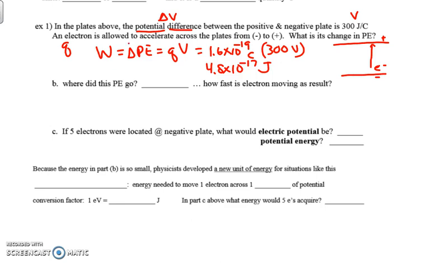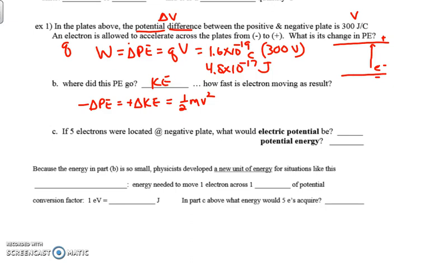Where did the potential energy go? Well, it went to kinetic energy. So we could ask ourselves, how fast is the electron going? This is a very convenient way of determining that rather than doing force and acceleration and then some kinematics. So from a conservation of energy standpoint, we can say that the loss in potential energy went to a gain in kinetic energy, and we know that kinetic energy is equivalent to 1/2 mv squared.